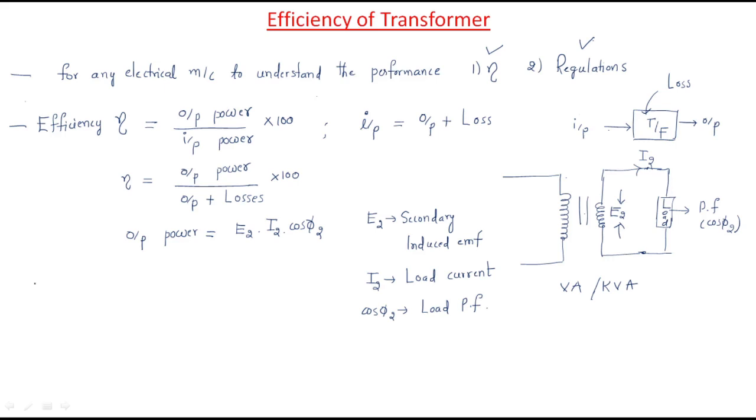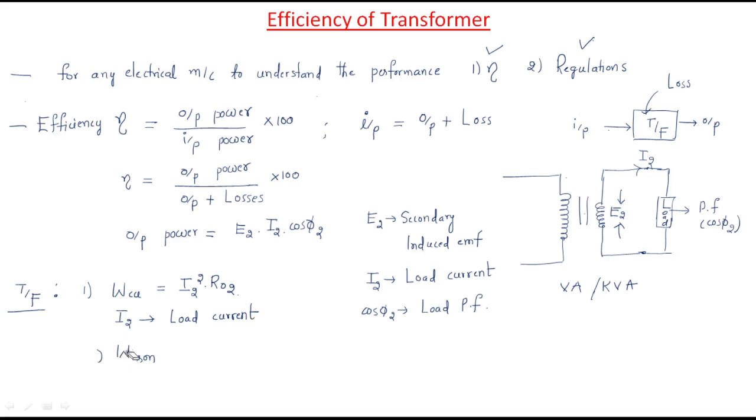But what about losses? Generally, a transformer has two losses. One is copper loss, another one is iron loss. For copper loss you have to take it as I2 square R naught 2. Here, I2 is the load current or secondary current.